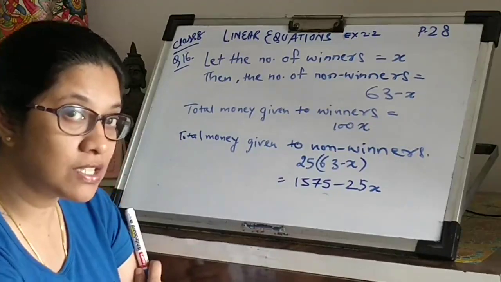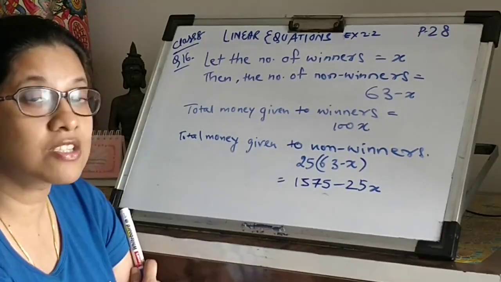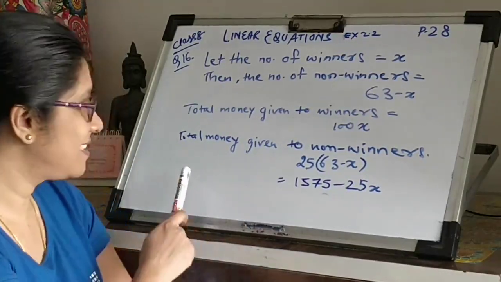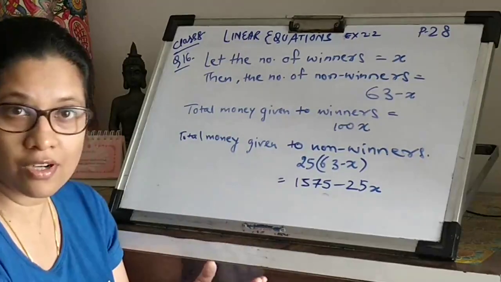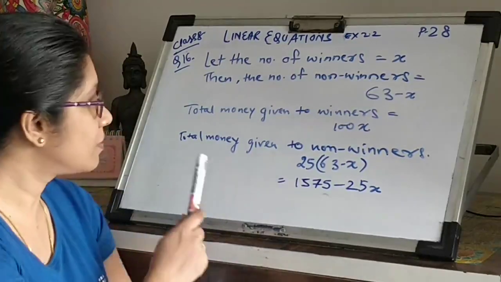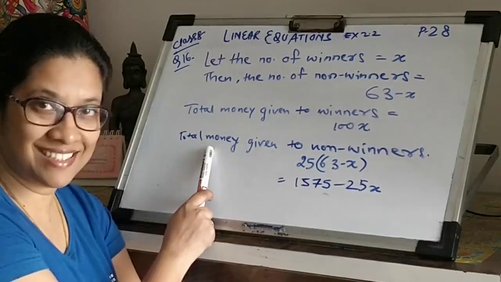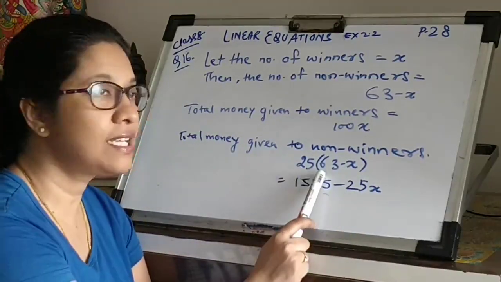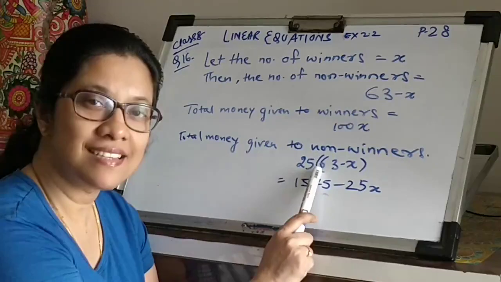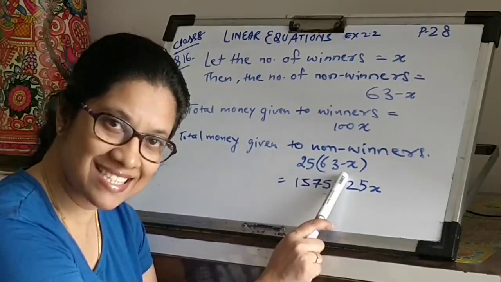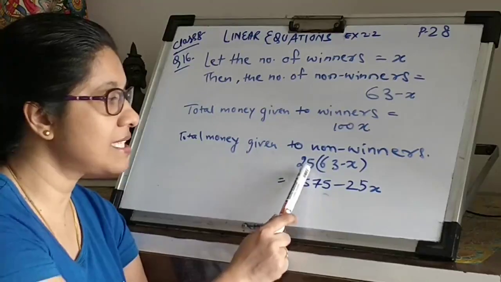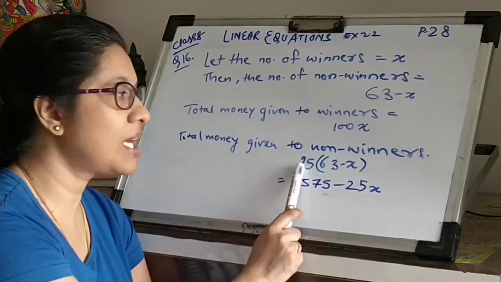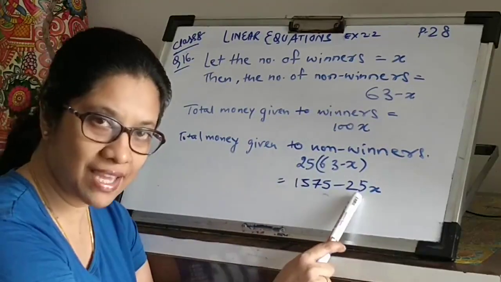Now, next information. The amount given to each of the participants who did not win is rupees 25. So what is the total amount that goes to the non-winners? 25 into the number of participants who did not win. Total money given to non-winners will be 25 rupees multiplied by the number of non-winners, which is 63 minus x. If I multiply this, 25 into 63 is 1575, and 25 into x will be minus 25x.